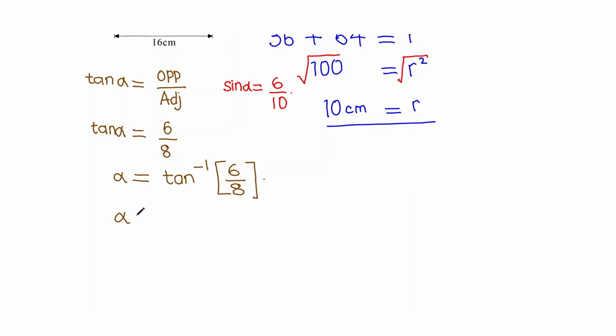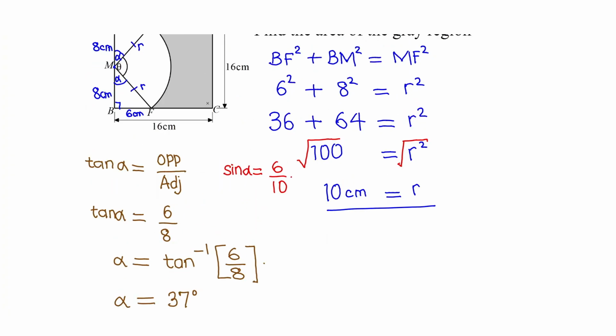Therefore, alpha is equal to 37 degrees. Now, for us to be able to get the area of the minor sector, we need this angle theta. So, when we consider AB as a straight line, then the sum of these three angles, alpha, theta, and alpha, must give us 180. So let's do that here.